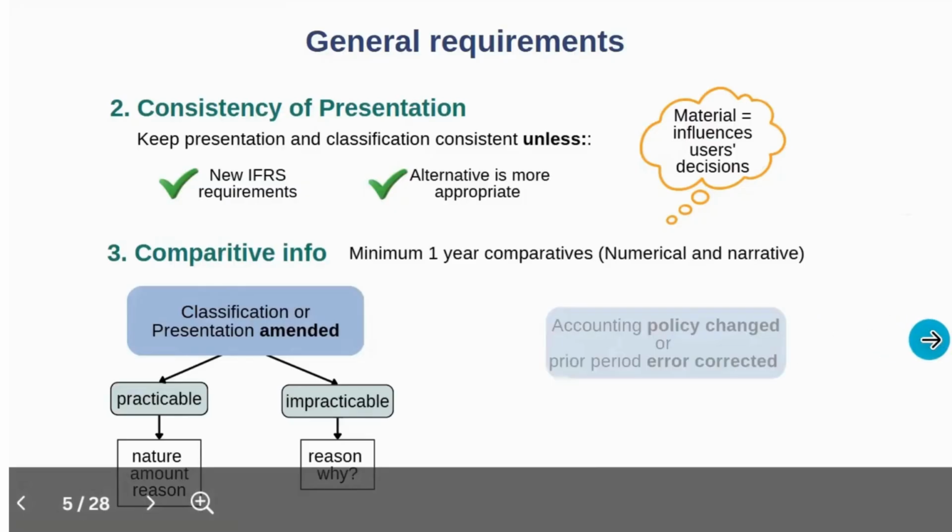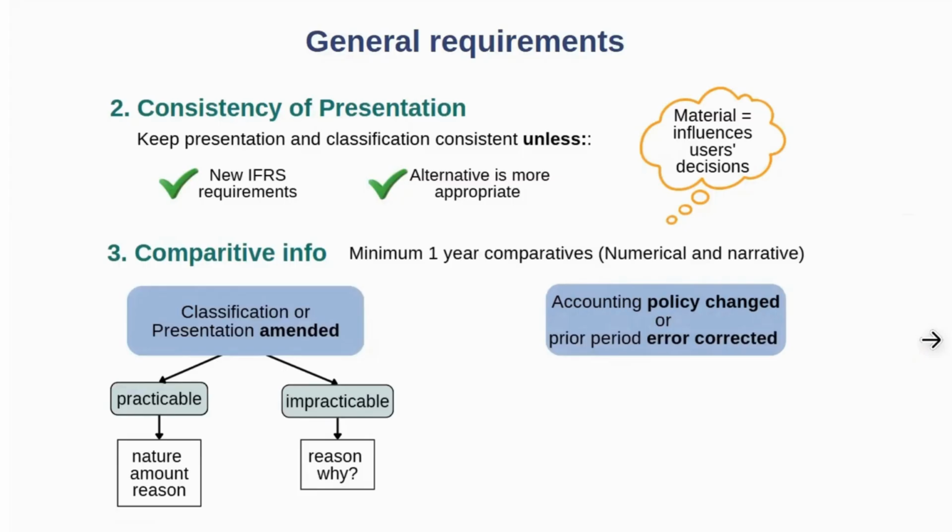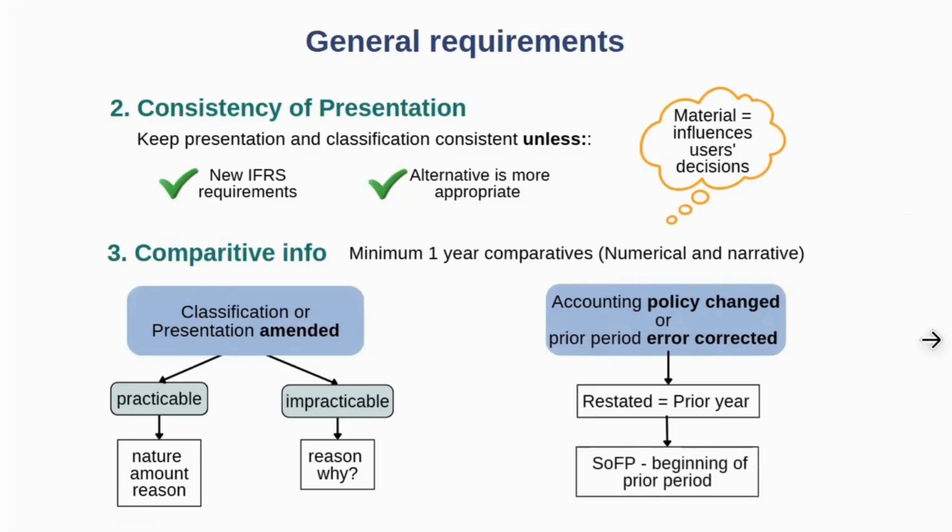All right. Now let's look at the accounting policy change and prior period error corrections. So if it happens, then what should we do? We should restate the prior period, and also we need to show the third statement of financial position for the beginning of the prior period as a comparative. So this is the rule, please remember about this.